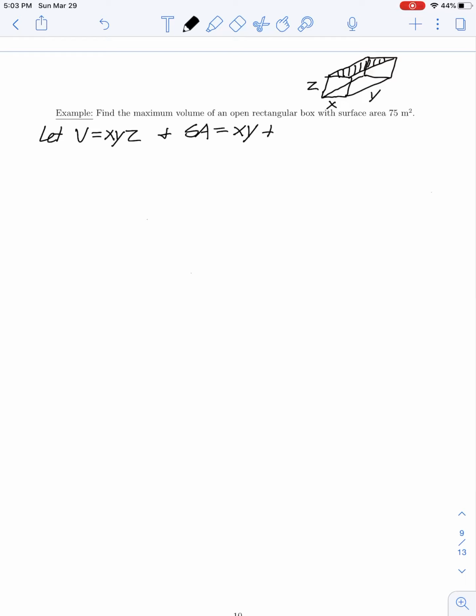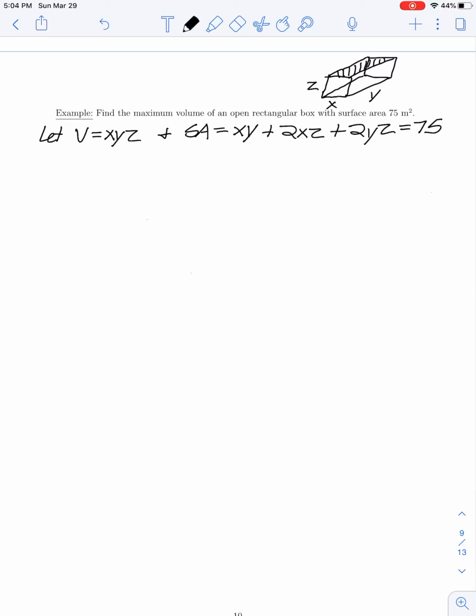So starting with the bottom, we have the bottom with an area of x times y. Then for the front and back of this box, each has an area of x times z. So we have 2xz for the front and back. And then for the left and right hand sides, we have 2yz. And we know that this surface area must equal 75.